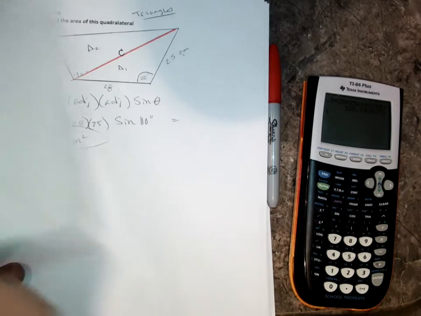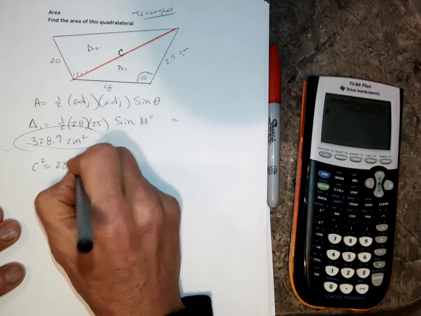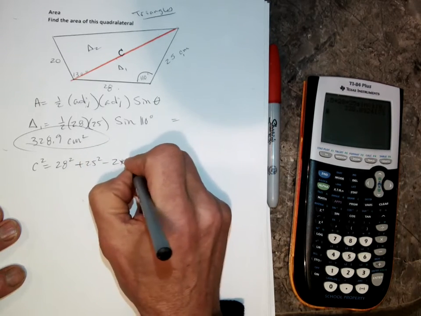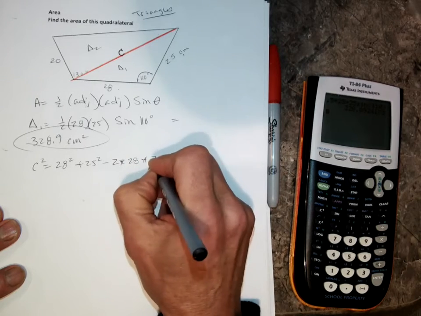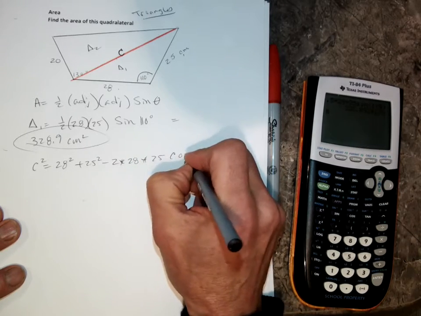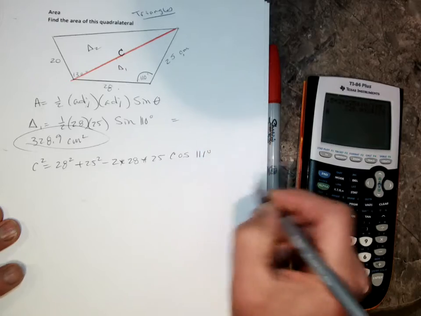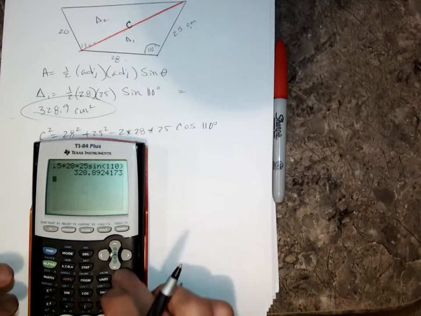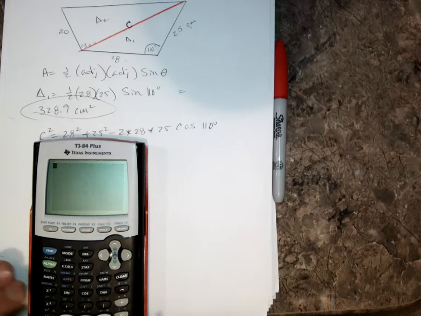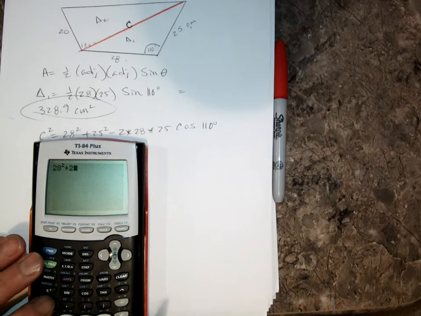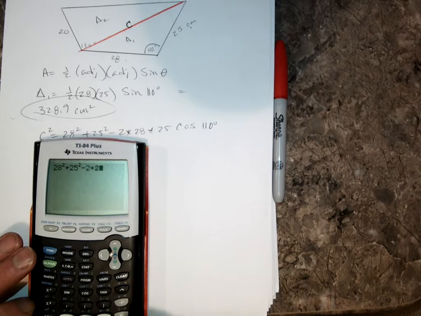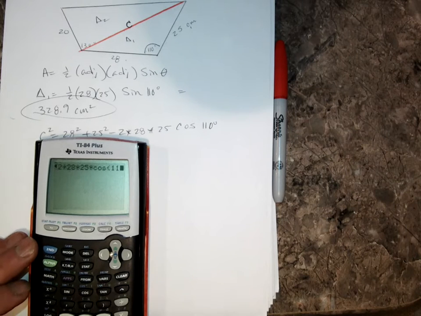That's this formula here: adjacent squared plus my other adjacent squared minus 2 times my adjacent times my other adjacent times the cosine of 110 degrees, okay? I'm just going to put that in my calculator and let the calculator do the work. So we're going to go 28 squared plus 25 squared minus 2 times 28 times 25 times the cosine of 110 degrees.